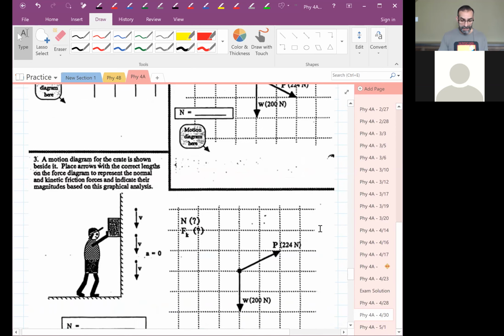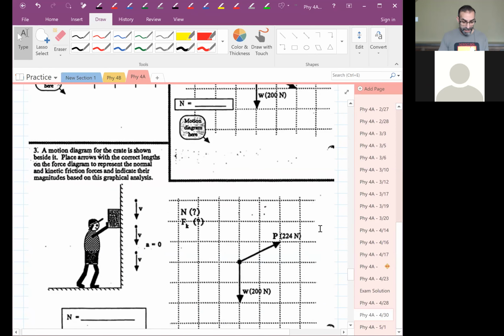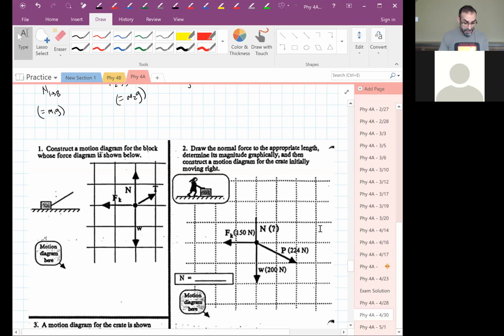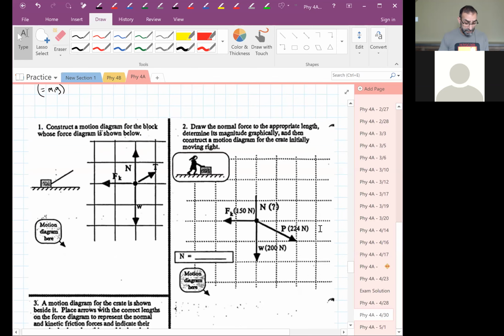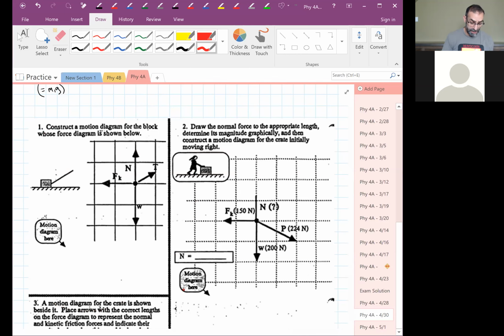So I want you to take a look at them first. I think these are really helpful for doing free body diagrams. So let's take a look at this first one here. Number one says: construct a motion diagram for the block whose free body diagram is shown to the right.